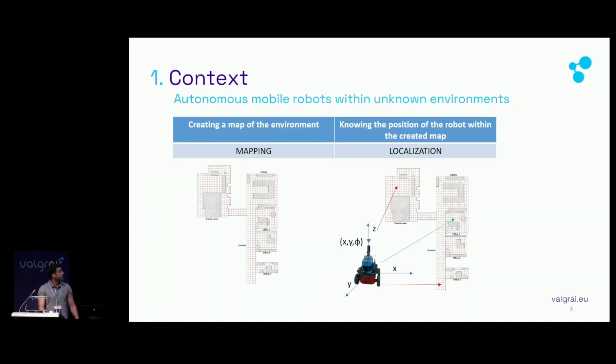My research line is focused on mobile robotics, autonomous mobile robotics. Specifically, we are focused on two main tasks: mapping, which is to create the map of the environment, and on the other hand, the localization task, which is to know the exact position of the robot within the map.